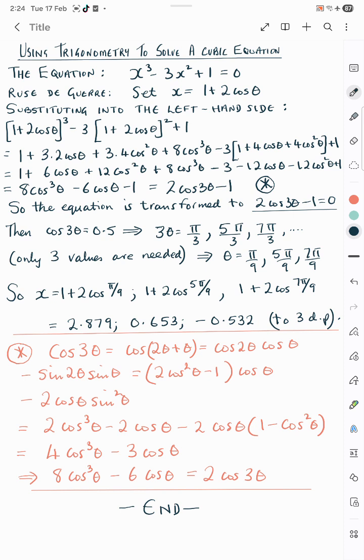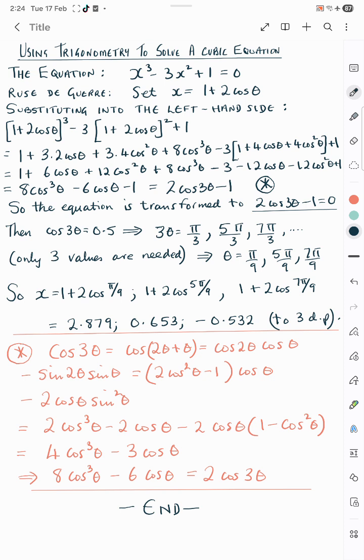Now, I've left the explanation of that particular step right to the end, which I've written down in red paint. And I've left it there because it just gets in the way of the rest of the question. You can look at that later, okay?